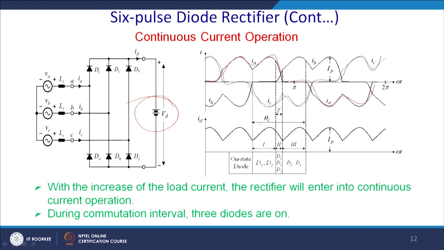So, this is the overlapping region where 3 devices conduct: D1, D2, D3. D1 and D3 for the upper leg and D3 from the lower leg. So, what happens then with the increase in the load current, the rectifier will enter into the discontinuous current operation. During the commutation interval, 3 diodes are on, that is one of the issues.